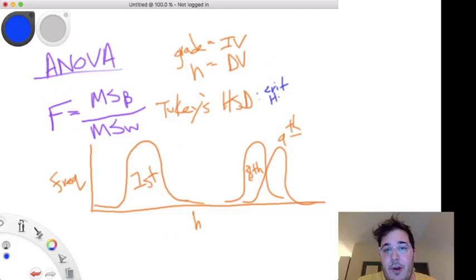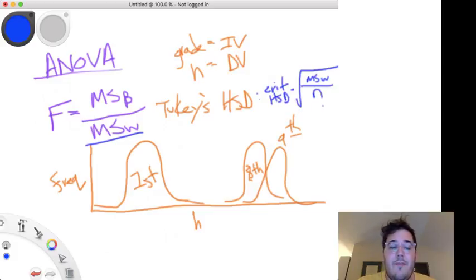that you look up in the book based on your degrees of freedom for mean square within times the square root of your mean square within divided by little n, where little n is the number of participants or number of subjects in the level. So it's not big N, it's not your total number, it's the number within the cell. So that's how you calculate Tukey's HSD, and that'll give you some number.